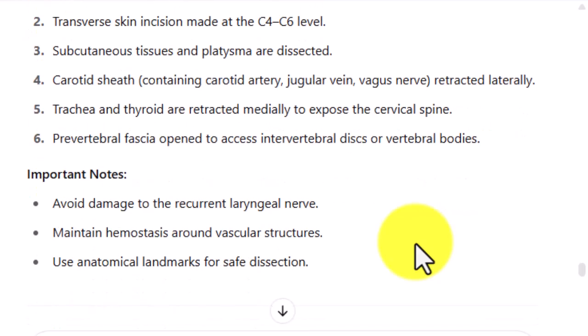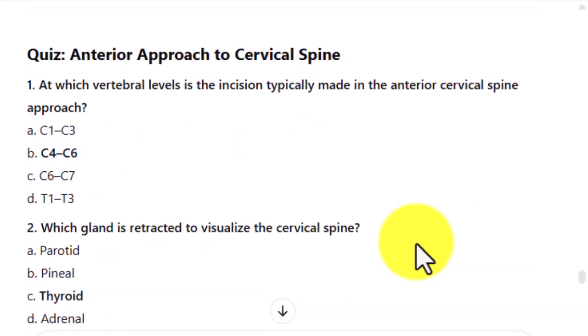Avoid damage to the recurrent laryngeal nerve. Maintain hemostasis around vascular structures. Use anatomical landmarks for safe dissection.